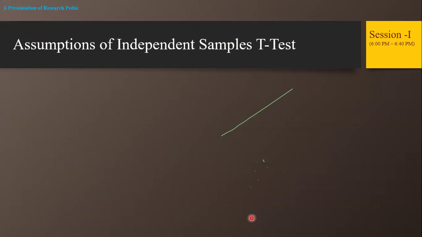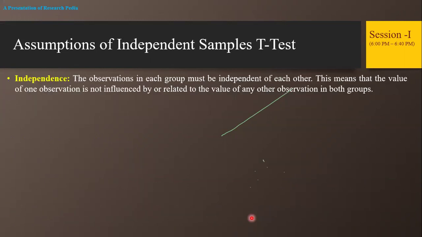Assumptions of the independent sample t-test. The first assumption is that the observations in each group must be independent of each other. They should not be related with each other. This means that the value of one observation is not influenced by or related to the value of any other observation in the group.